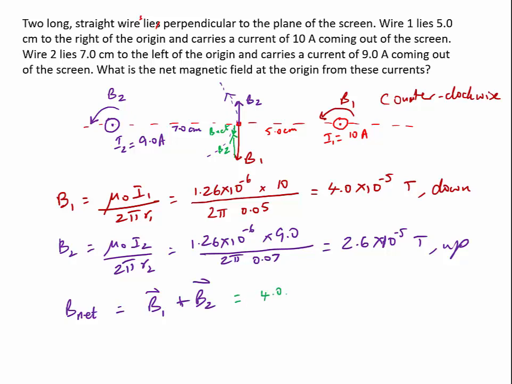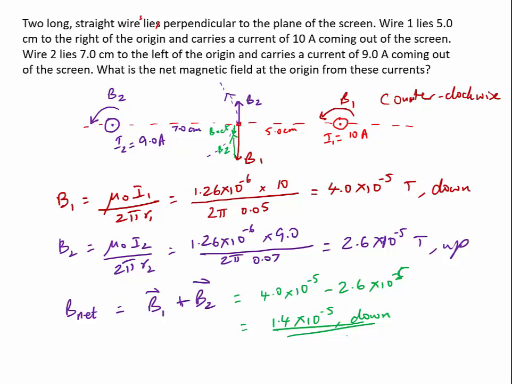So I would have 4.0 times 10 to the negative 5 minus 2.6 times 10 to the negative 5, which will give me 1.4 times 10 to the negative 5 in the down direction as we saw. If you wish, you could have assigned signs to these things. So you could have called B1 negative because it's going down. Once you set that coordinate reference, you can do that. In that case, B2 would be positive. And then when you add them, you'll get a negative number, which will also mean that it's pointing down. So that's the net magnetic field from these two currents.